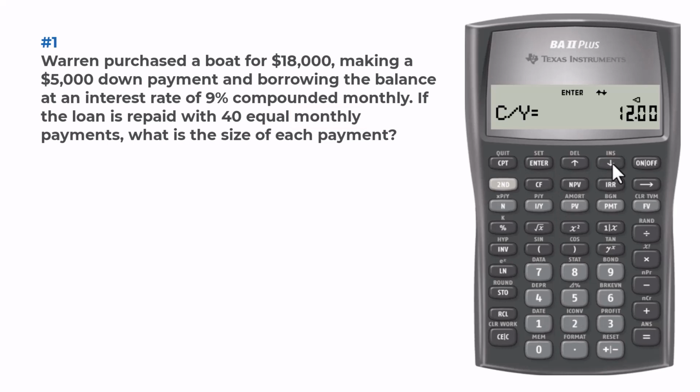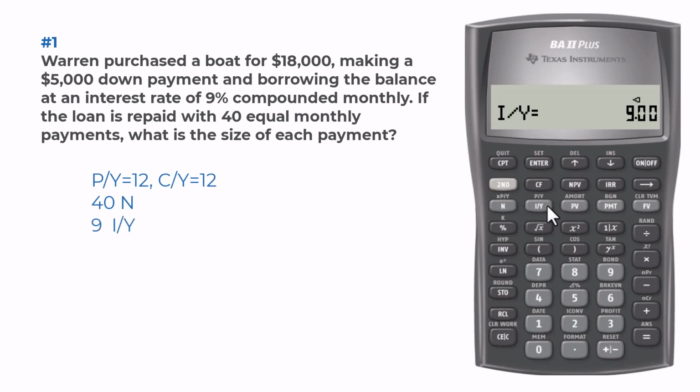CY. Interest is also compounded monthly, so I can either leave this as is, or to be sure I can press 12 and then enter, and then second quit. And that takes us out of that mode. Since we have 40 payments, I will press 40, then press N to store that. Interest rate is 9%, so I will press 9, then IY.